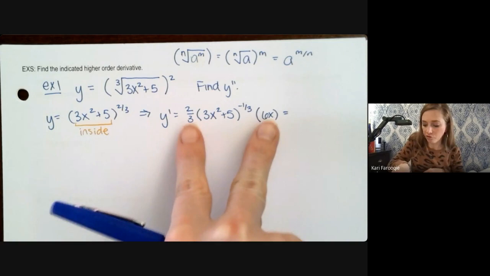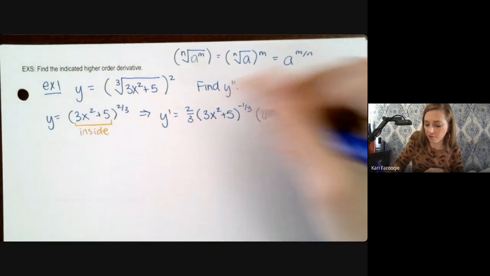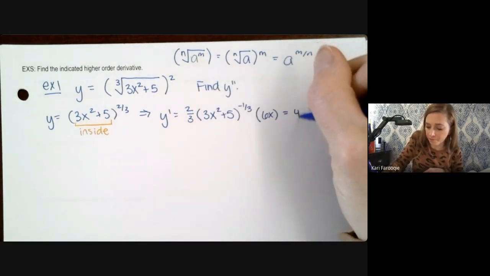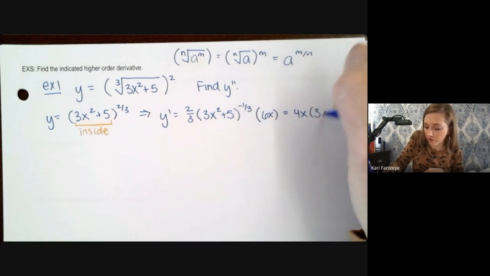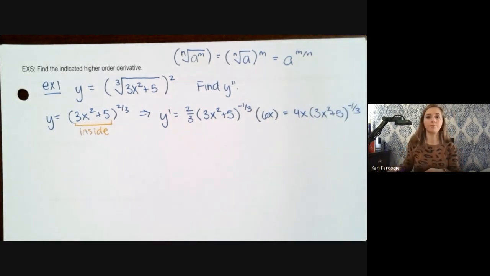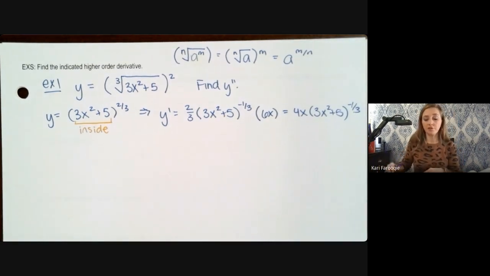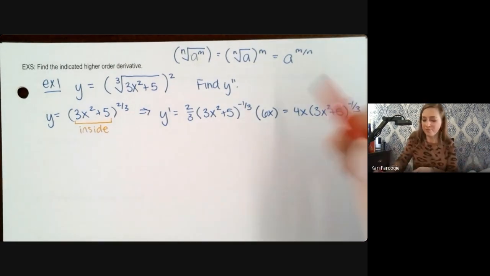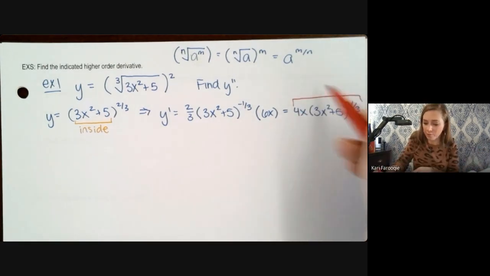But first of all, let's just multiply 2/3 times 6. 12 divided by 3 is 4. So you have 4x times 3x squared plus 5 to the negative 1/3. All right, so this, remember, is y prime.